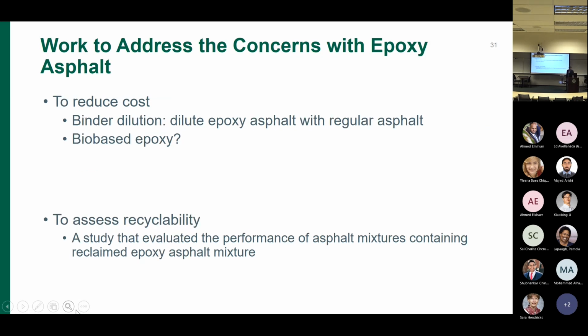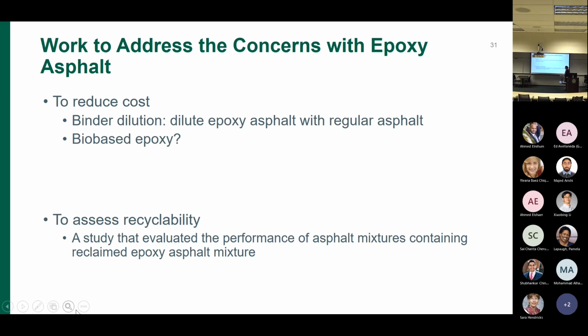So to address these concerns, first, to reduce costs, there is some practice that has been proposed by some agencies like the New Zealand Transport Agency. They proposed diluting the commercially available expensive epoxy asphalt with regular cheap asphalt binder, to reduce the total cost while still maintaining some level of performance of the binder. Another project that we proposed in our study is to develop alternative epoxy asphalt binder materials based on a bio-based source of material.